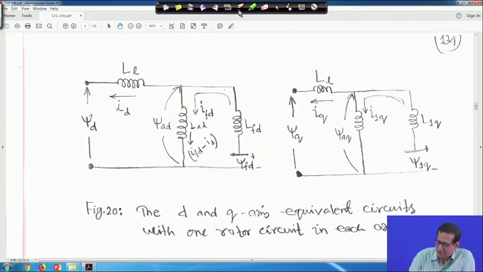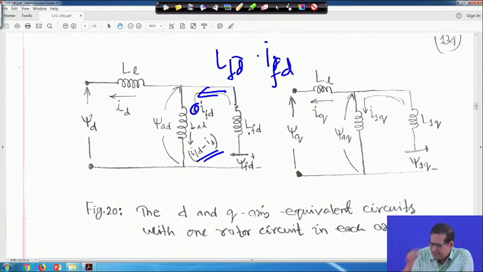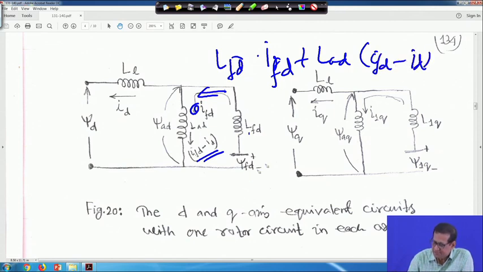There should not be any confusion here. This current is I_fd, and this branch current is I_fd minus I_d. Now, if you apply KVL anti-clockwise, then L_fd I_fd plus L_ad (I_fd minus I_d), minus psi_fd, is equal to 0, because this is plus and this is minus, and you simplify.